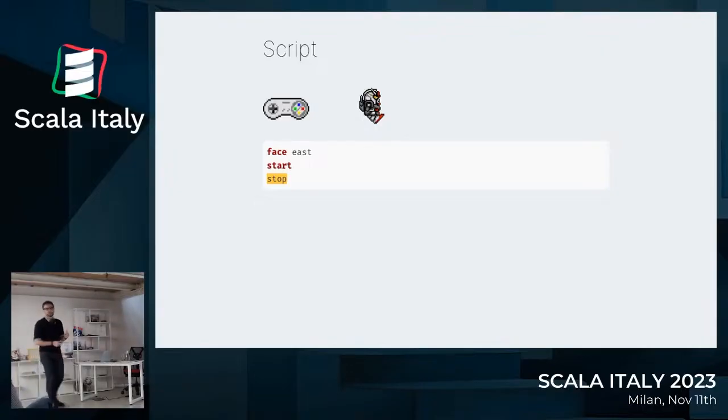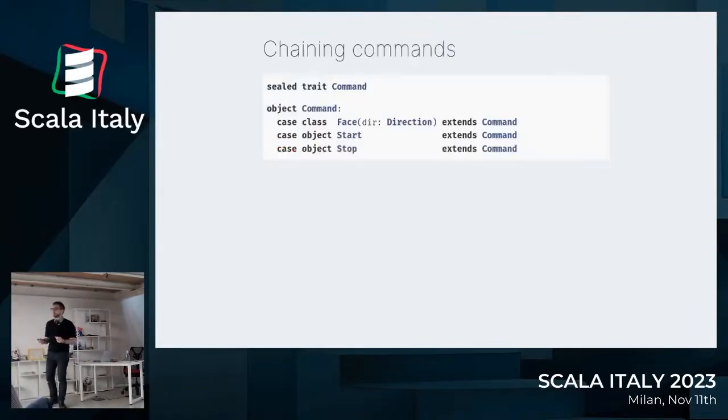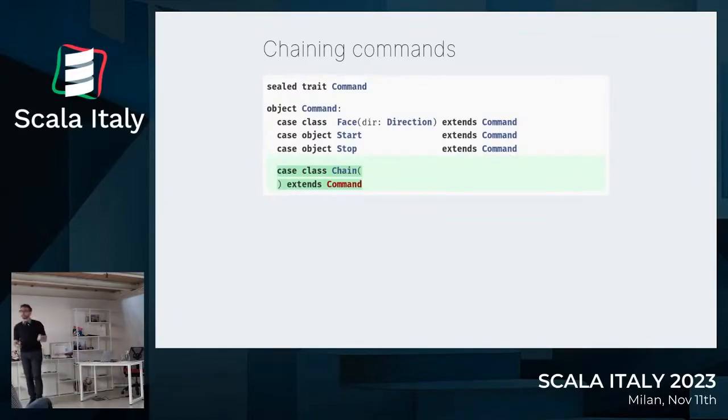And the answer to the question is in the question itself, isn't it? I just said I want the composition of commands to be a command. So you just take the command type and say, I want a new variant here. I want a new branch in command. I'm going to call it chain, because when you have multiple commands, you chain them together.